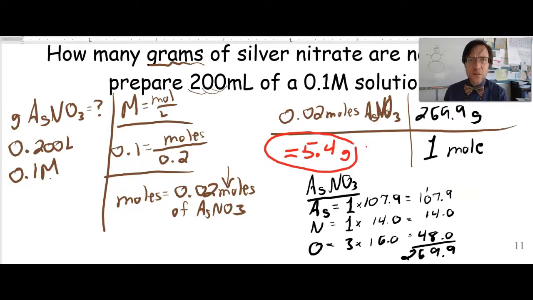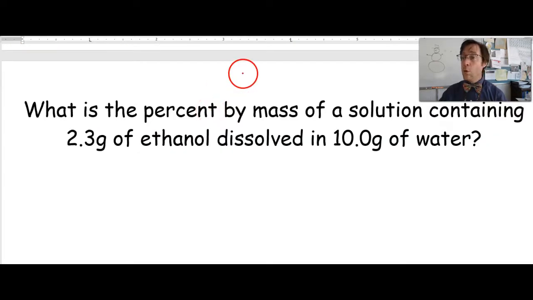So in this case, what was weird about this is we had to get all the way to grams. So we had to first find moles, and then we had to convert moles to grams. And that's just how we got to grams. Easy peasy lemon squeezy. All right, ooh, a percent mass now.